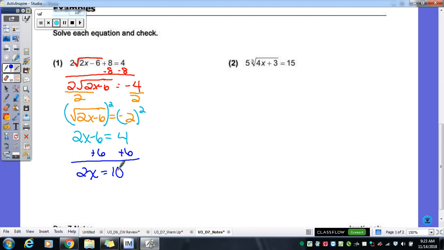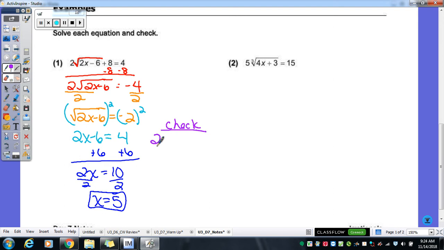So I get 2x equals 10. Divide by 2. And I get x equals 5. So then, again, as I said, you got to check. Because a lot of times with these radical signs, our answers reject.